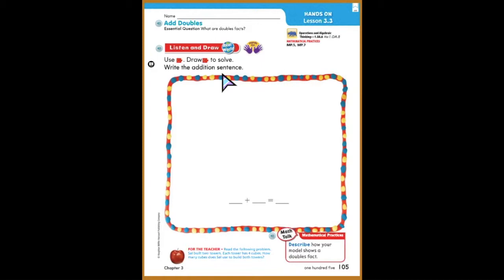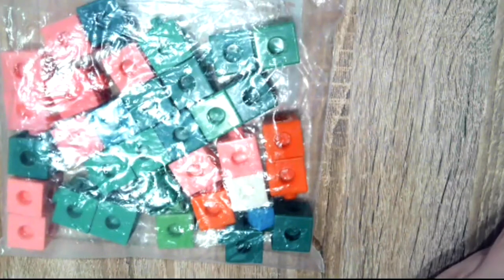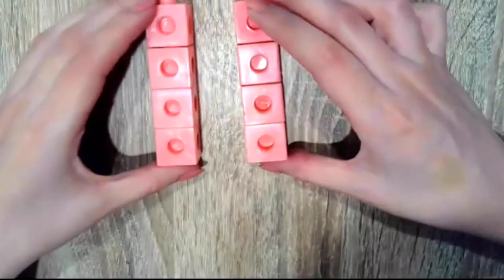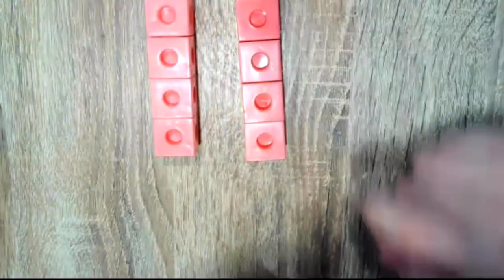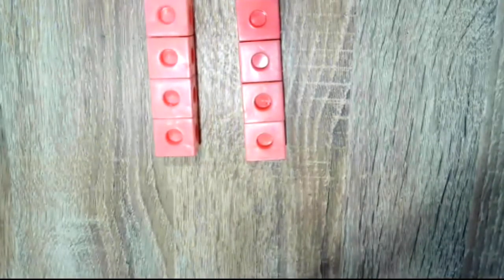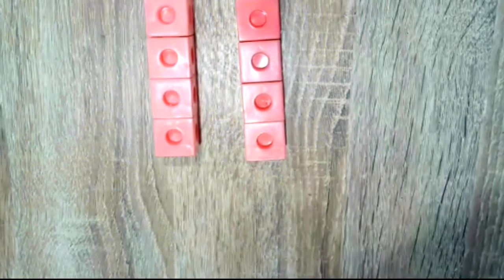We are going to use cubes to solve the problem. Go ahead and grab your cubes so that we can model the problem. In the problem, it says that Sal built 2 towers and that each tower has 4 cubes. So that means we are going to build 2 towers that each have 4 cubes. Notice that each one has 1, 2, 3, 4. 1, 2, 3, 4. Now that we have our 2 towers modeled with our cubes, we are going to draw these 2 towers on our page.